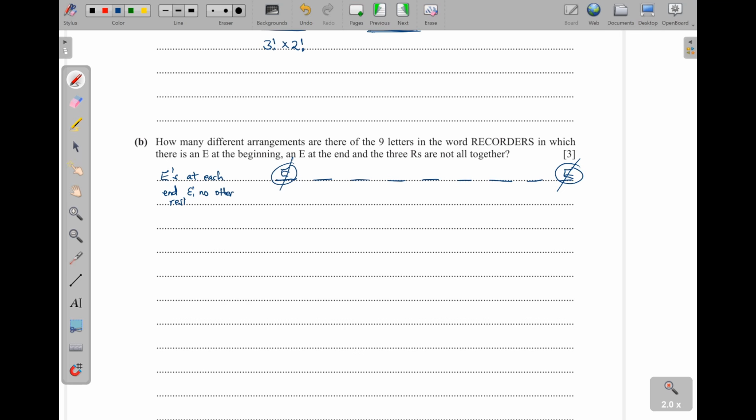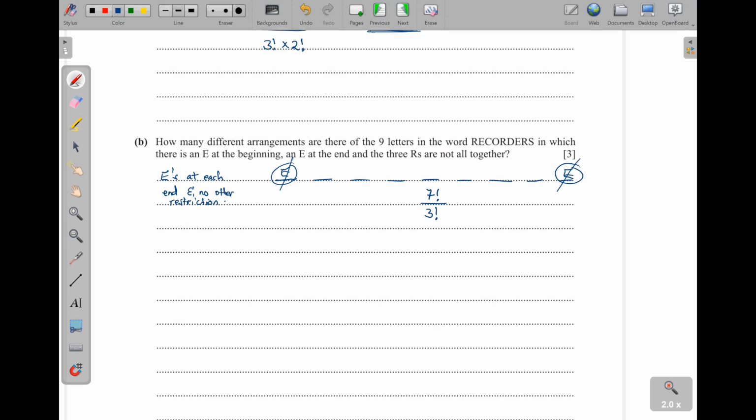Then my sample space is E at each end and no other restriction. That is my sample space from which I'm picking. Now, we have killed 2 out of the 9. That means we are having 7. So this will be 7 factorial to arrange here. But there are 3 repeating R's there. So I will also put 3 factorial down there because of the 3 R's.